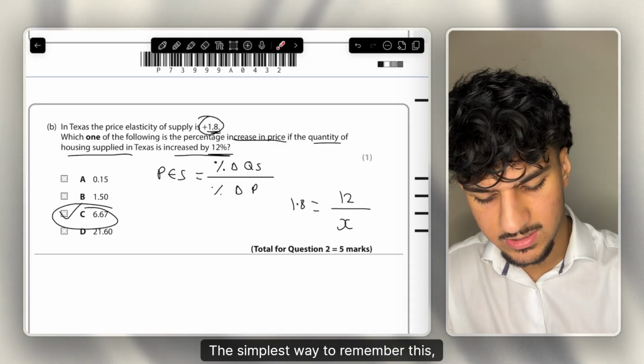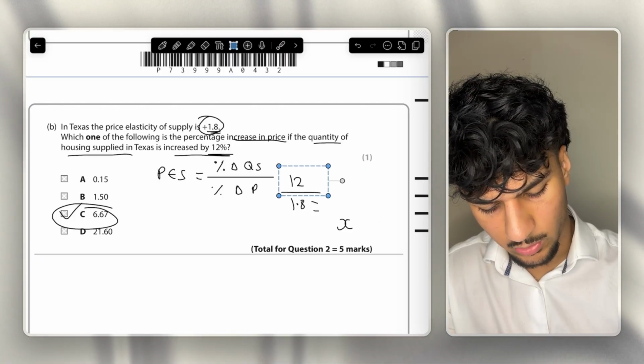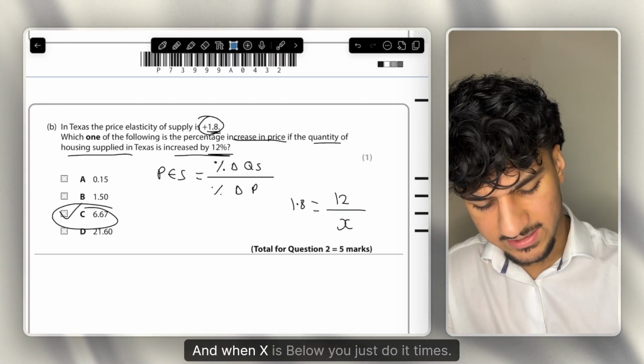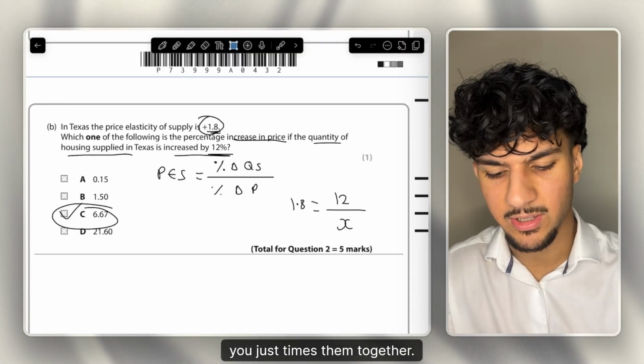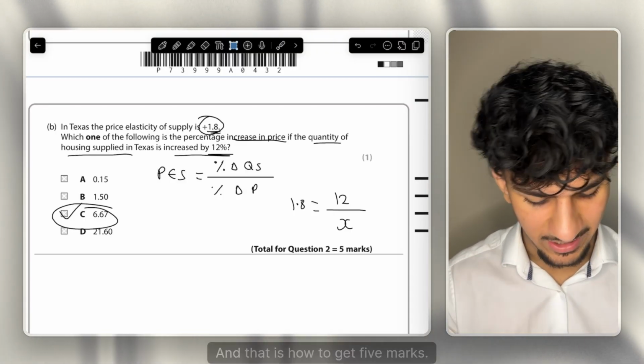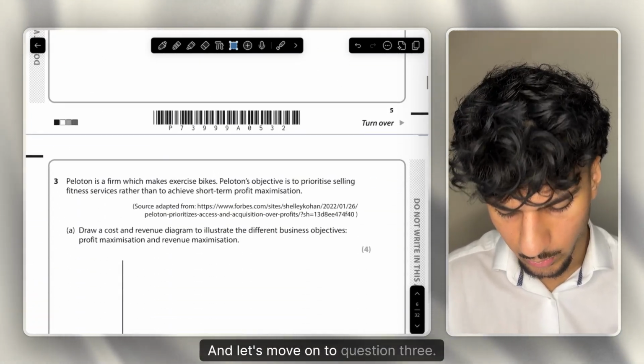The simplest way to remember this: when X is below, you just do 12 divided by 1.8, and when X is above, you just times them together. But you're not here for a maths lesson. And that is how to get 5 marks on question 2. And let's move on to question 3.